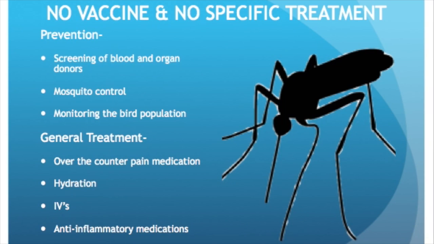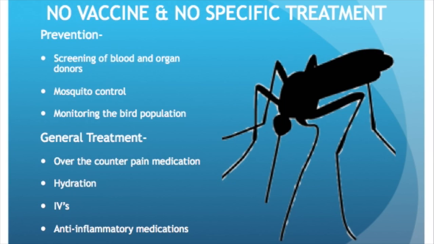Because there is no vaccine and no specific treatment for the West Nile virus, prevention is extremely important. The CDC and MedicineNet.com give a few other ideas that both individuals and communities can do to prevent West Nile virus outbreaks and infection. These ideas are screening for blood and organ donors, community-level mosquito control, having individual homes and yards sprayed, and monitoring the bird population, like surveying sick and dead birds to see if they're infected.